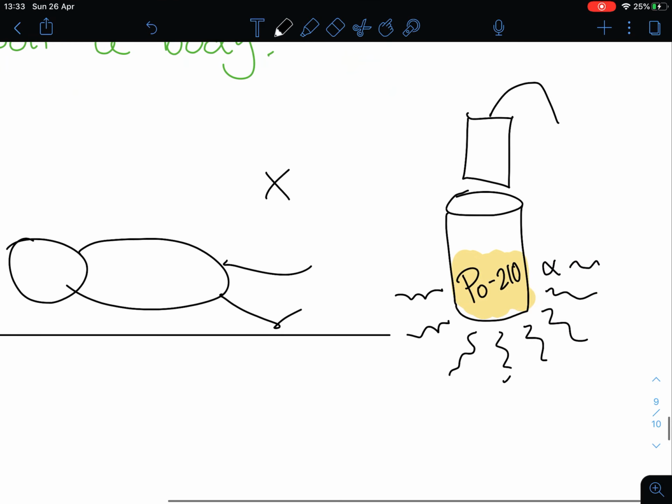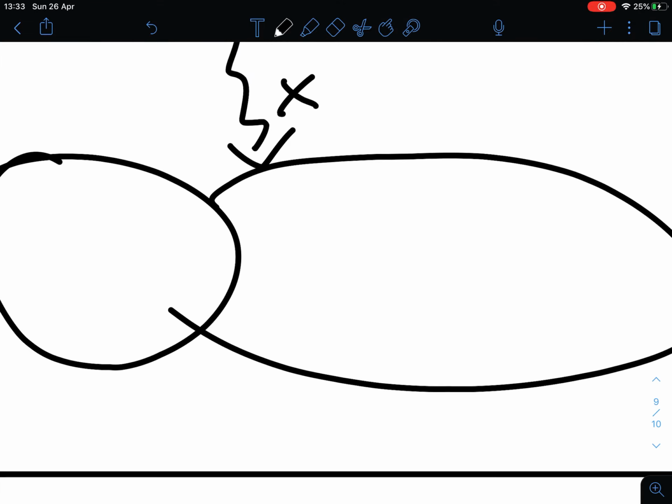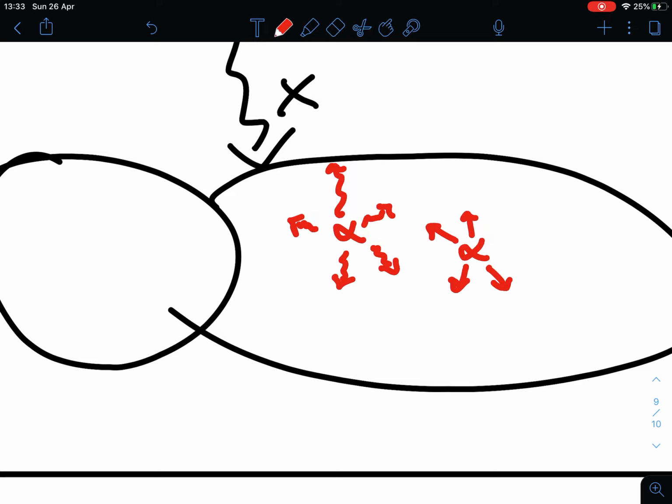And so why pick alpha, I hear you say? Well, alpha is pretty safe outside the body. It can't get through the skin. But if you ingest it, because it's highly ionizing, it can't get out of the body. It's only going short distances, and that's affecting every one of your organs. It's one of the most brutal ways to be killed. So there was no way of saving him.